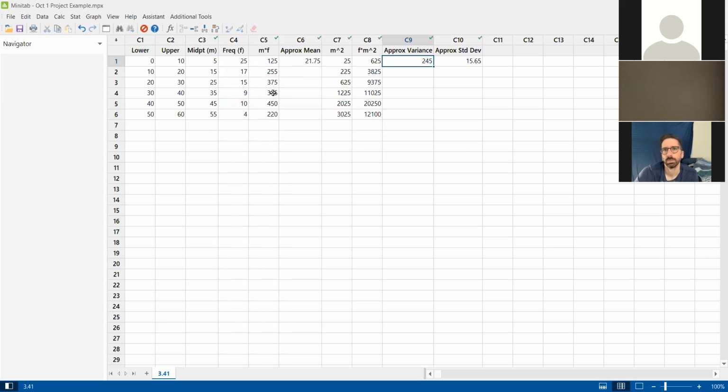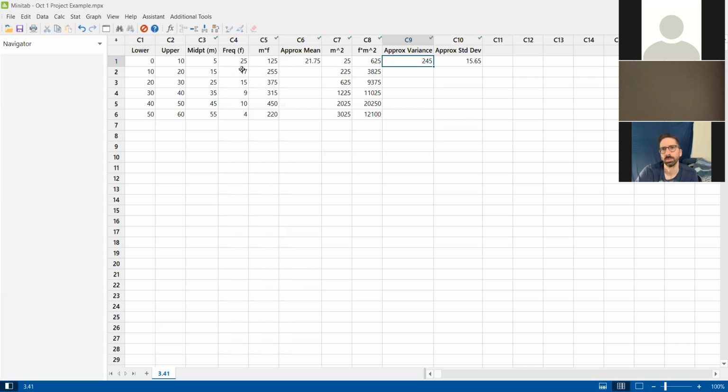Now, it's an approximation, because we don't know the actual number of weeks for each package. But if we simply multiply 5 times 25 and then 15 times 17, go all the way down and do that, add them all up, and divide by how many packages? 80, the sum of all the frequencies. We should get the approximated mean. So it's the sum of this column divided by the sum of this column, which gives you the approximated mean.